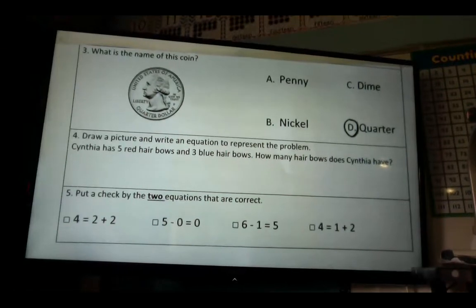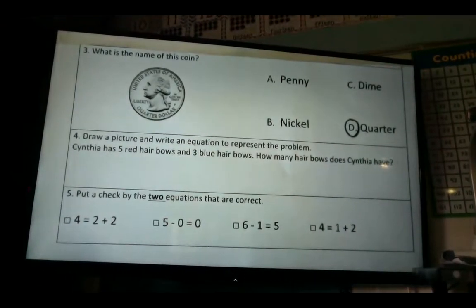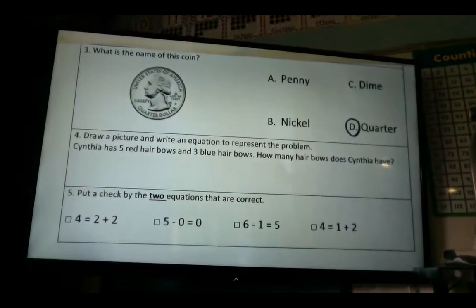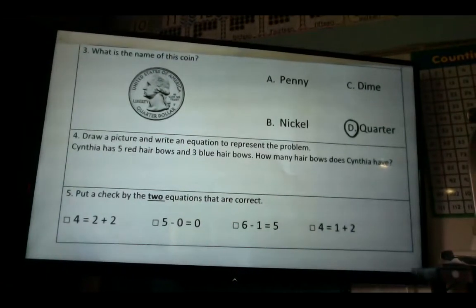Let's look at number 4. Number 4 says, draw a picture and write an equation to represent the problem. So there are 2 things we have to do on this problem. We have to draw a picture and we have to write an equation. Let's read the story together.